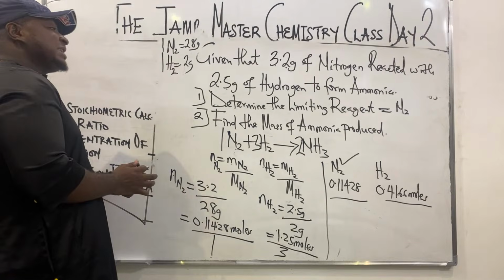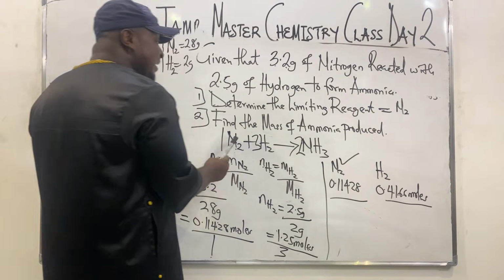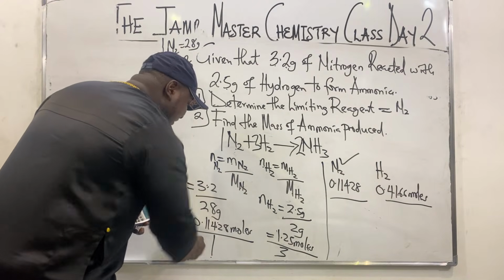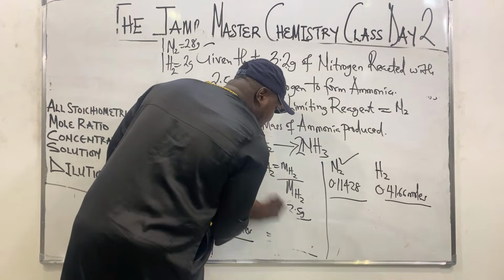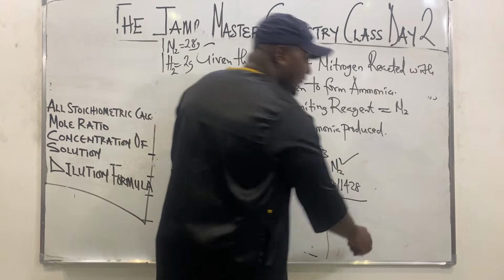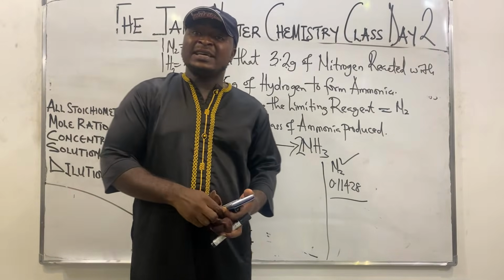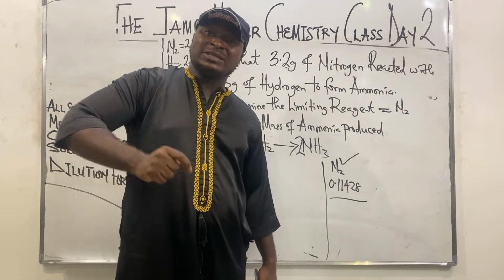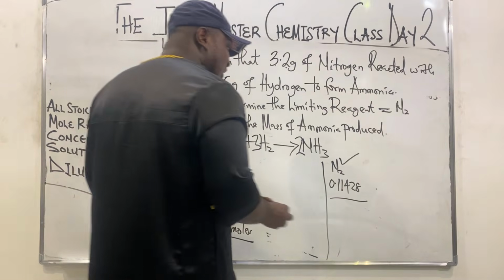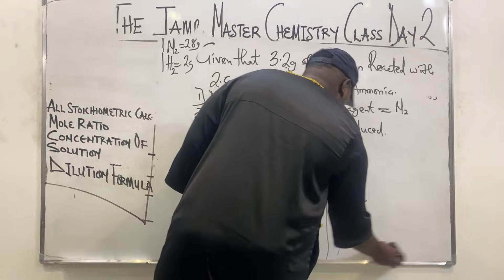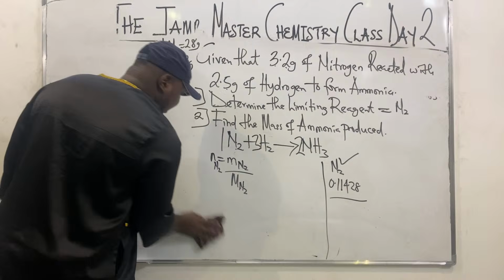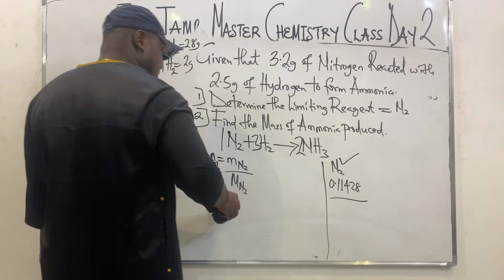Class, what is very important is that the limiting reagent is the one that will determine the mass of ammonia that will be formed. And the limiting reagent is nitrogen. So nitrogen is the one that will determine the mass of ammonia that will be formed. Why? I told you. The limiting reagent is the one that determines the maximum amount of product that is produced. So let's go about getting our mass of ammonia formed.